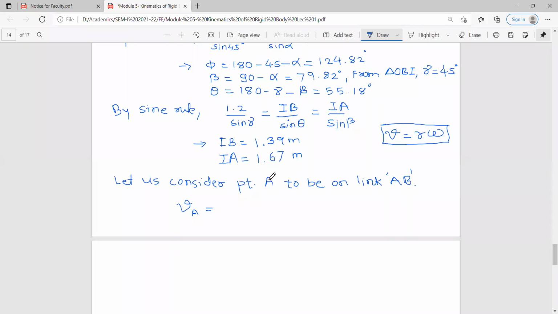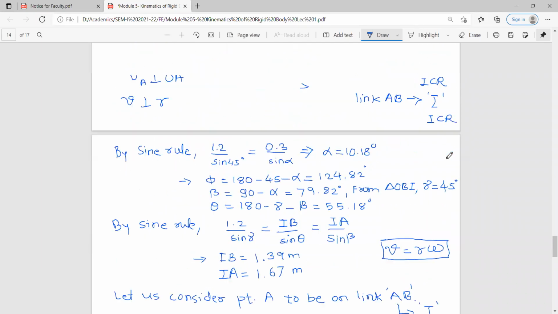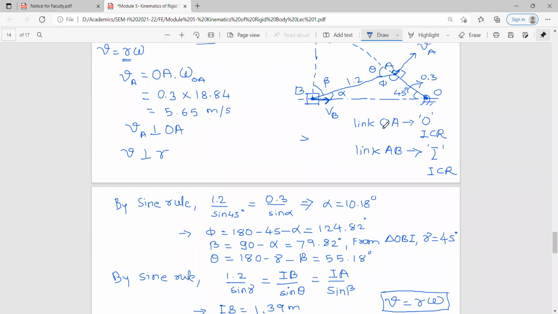देखो हमने point A को link AB पे consider किया है, तो link AB का ICR ही अभी picture में रहेगा, I. Not the ICR of link OA. If we consider that point A is on link OA, तो तब हमें point A का distance लेना है from point O.